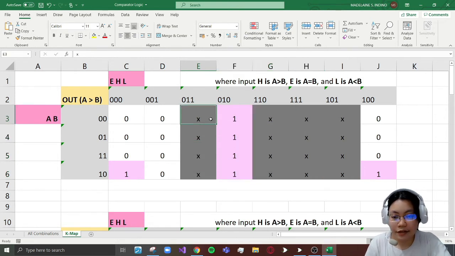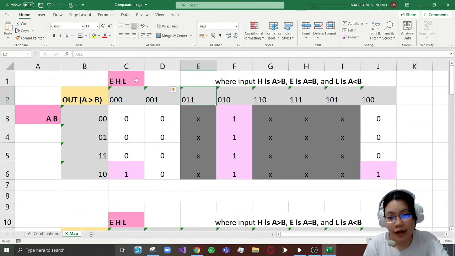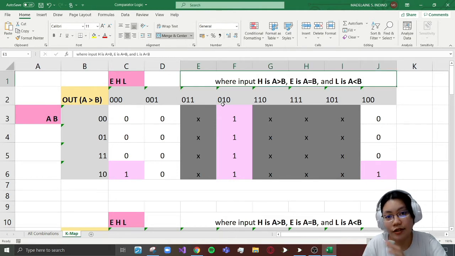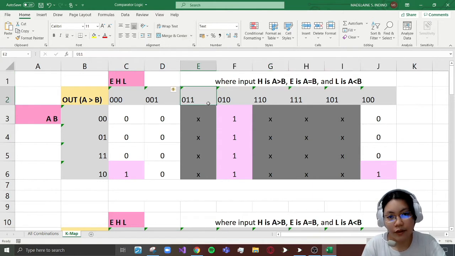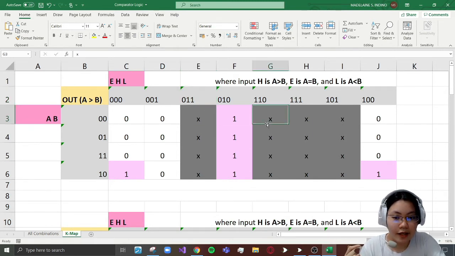But what are those X's for? These are the don't care outputs. But why is it considered a don't care output? Because if we look at the additional input, both high and low, I'm sorry, I forgot to mention that H stands for high when A is greater than B, E stands for equal, and L stands for low when A is less than B. So if we think of it logically, a number can't be both greater than or equal to itself. So therefore, these are highly unlikely outputs.